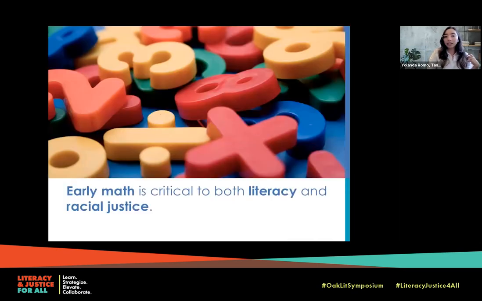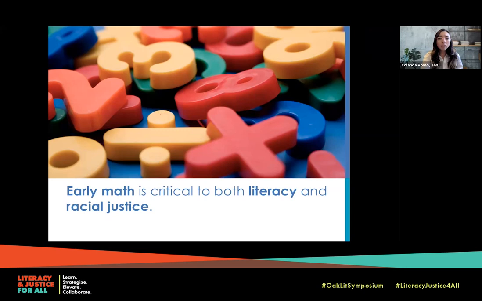Well, now let's go ahead and get started. But before we dive into the main content of the workshop, we want to take a few minutes to talk about why math is so critical. Now, it's common knowledge that literacy and language development are critical components of early learning, right? And we already focus so much on early literacy and language development in the early learning space.